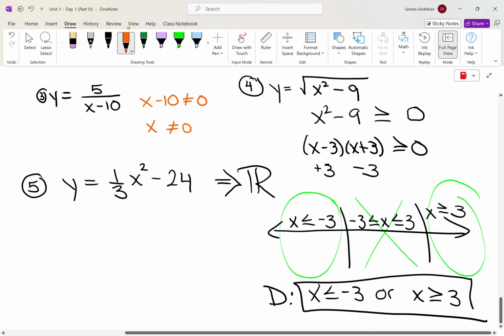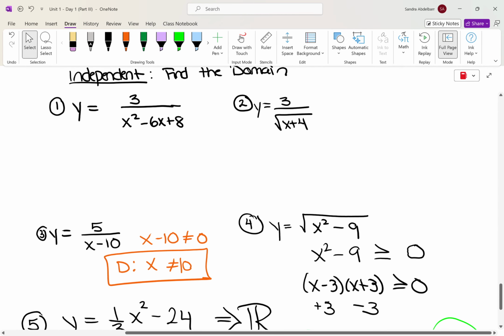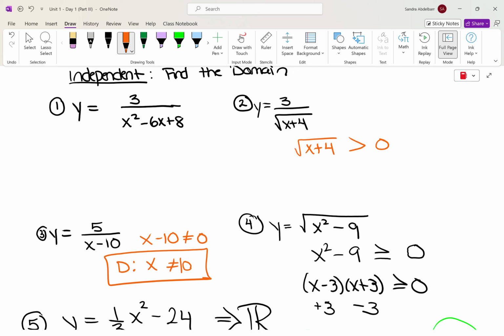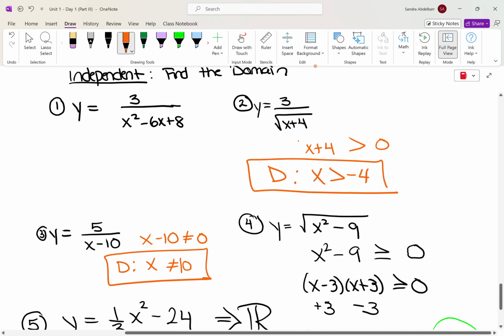Keep working backwards. For this one, we have a variable in the denominator. So x minus 10 cannot equal 0. So x cannot equal 10. We have a radical and a variable in the denominator. So for this one, we know x plus 4 must be greater than 0. No equal to. We can't be 0 in the denominator. We have to be greater than 0. So then, take the radical away. X plus 4 is greater than 0, so x is greater than negative 4. That's our domain for this one.